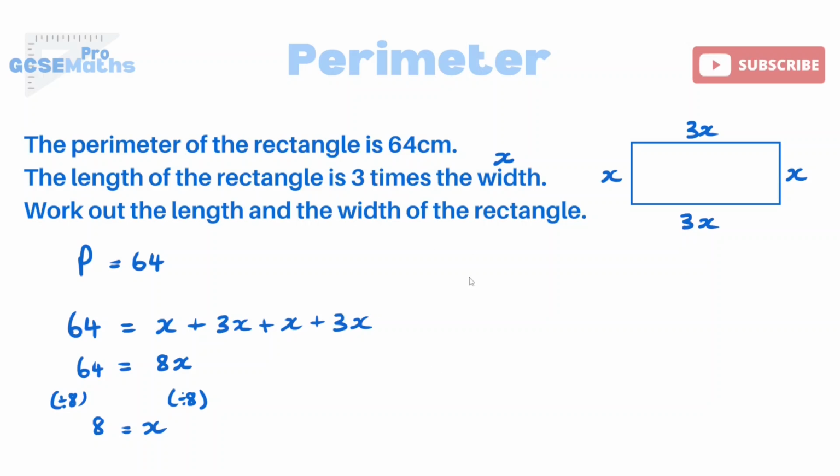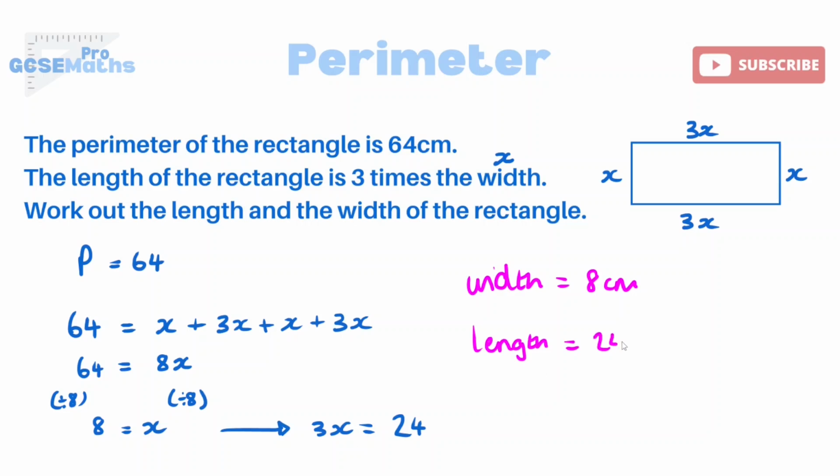Now, they've asked for the length and the width. So we know, because x was the width, wasn't it? The width is 8. However, don't forget that you need to go back and work out the length. Okay, fine. If x is 8, what is 3x? Well, obviously that's going to be 3 times 8, isn't it? So 3 times 8 is 24. And that is the length. So just go back and input whatever you've worked out x to be into this relationship, which is 3 times. So 24 centimeters.